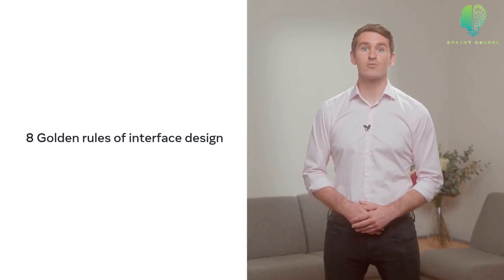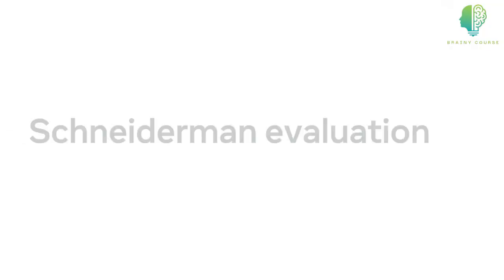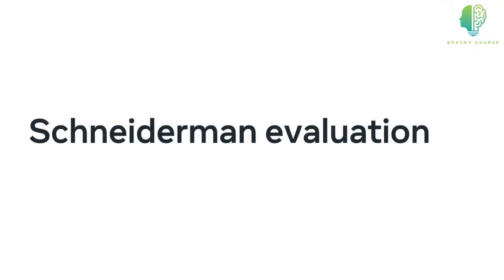Another important methodology is Jakob Nielsen's 10 usability heuristics for user interface design. All of these are specifically relevant to human-computer interaction, also called HCI, and this methodology has some overlap with Rams' principles. The final method of design is the American computer scientist Ben Shneiderman's 8 Golden Rules of Interface Design, and it is named the Shneiderman Evaluation.